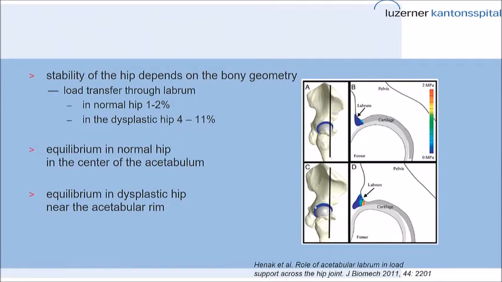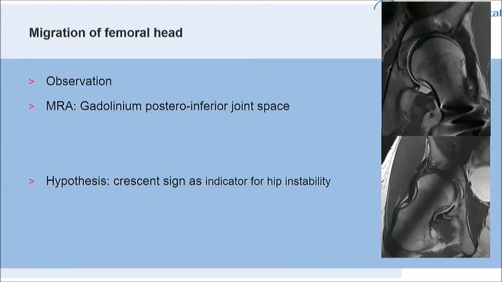We know that the stability of the hip depends on the bony geometry. In the normal hip, the equilibrium is in the center of the acetabulum. In the dysplastic or unstable hips, the equilibrium is near the acetabular rim, which makes the head move out, so you can observe a gap posterior infilling between the femoral head and the posterior part of the acetabulum.